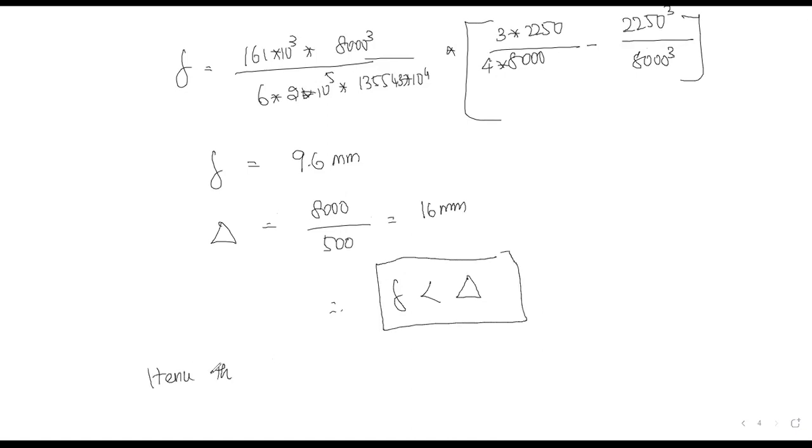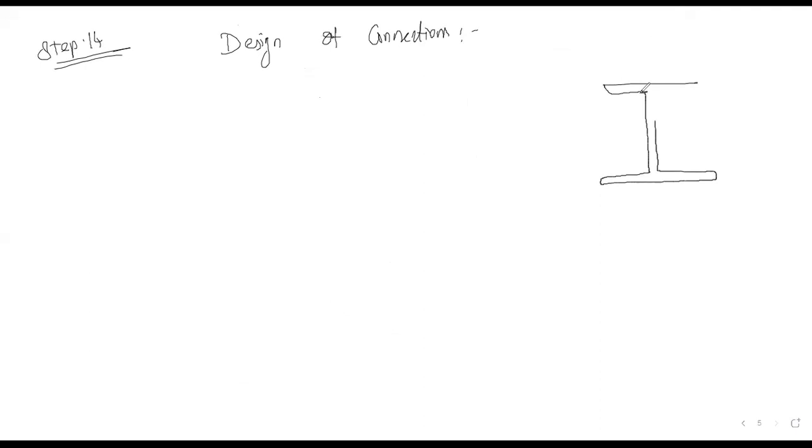Hence, the gantry girder is safe in deflection also. Okay. So the last step, that is step 14, design of connections. I have the I section and the channel section. This I and the channel section I have to connect properly with the help of weld at these junctions, at the flanges. So for that we have to do the design of connection.